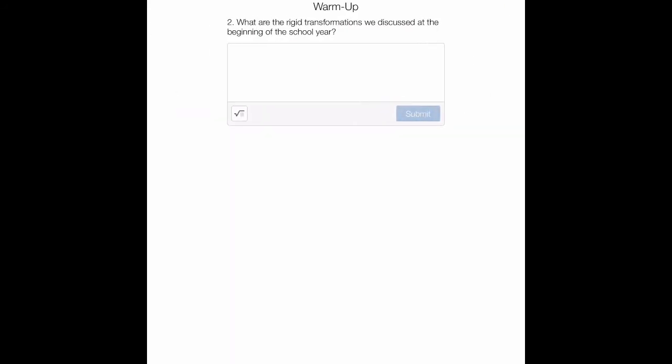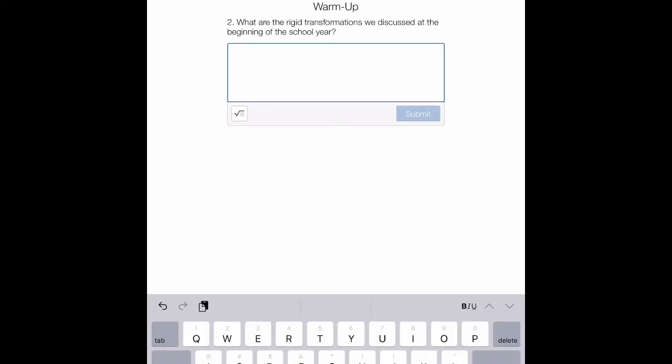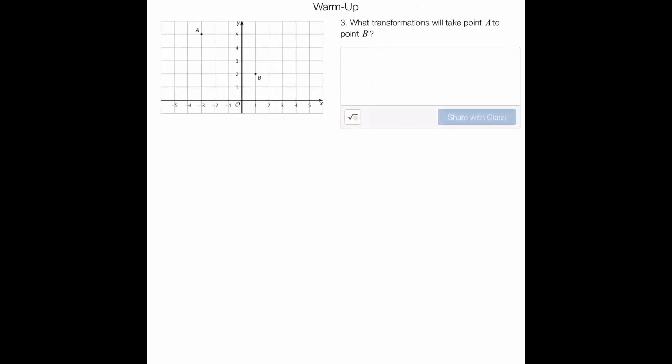The second question, what are the rigid transformations we discussed at the beginning of the school year? Think back or rewind back, and I did mention what those were already. So go ahead, type your response here, blah, blah, and hit submit. Don't forget to hit submit or I can't see your answers.